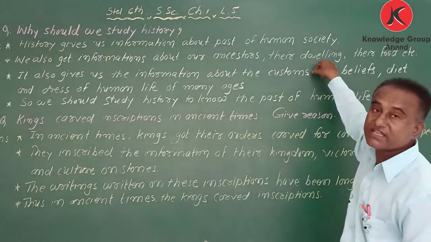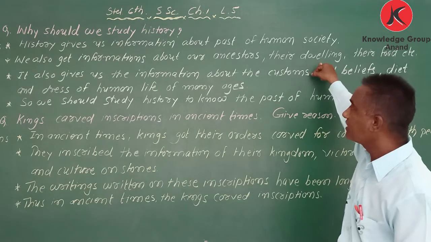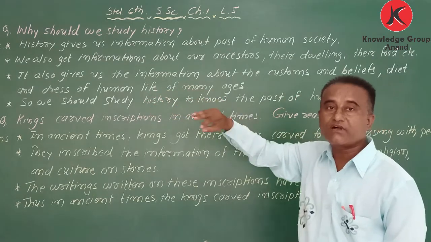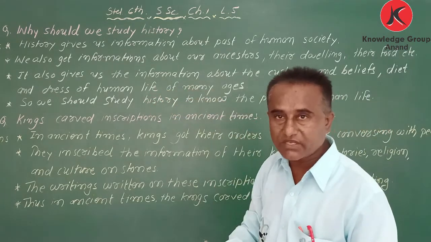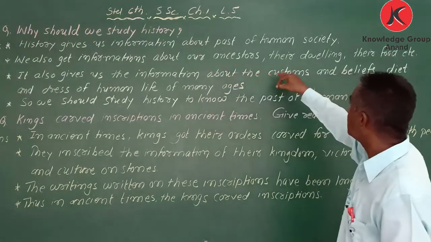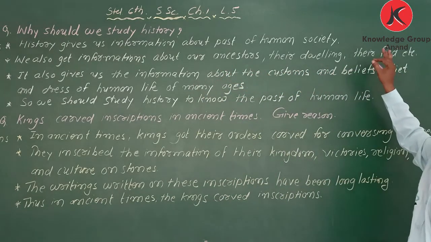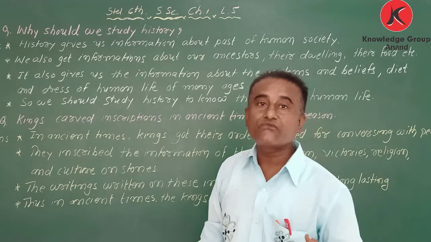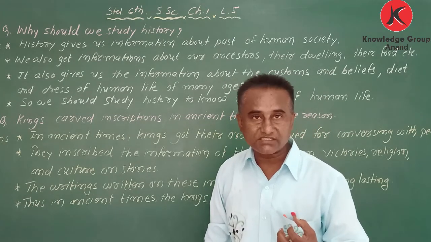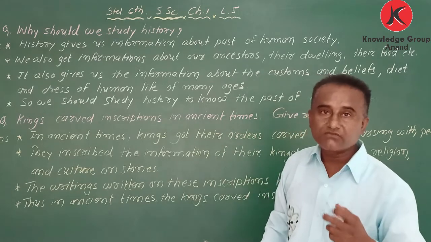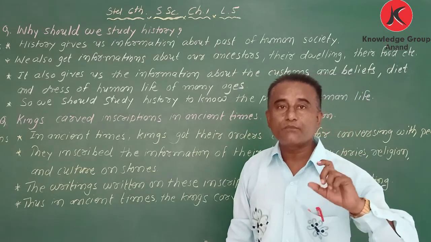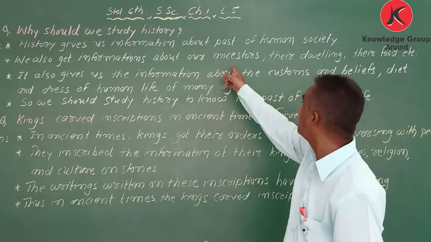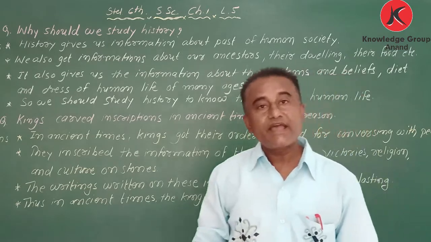Their dwelling means staying. To dwell means to live. History also gives information about our ancestors, their dwelling, their food, etc. How they were living, which kind of food they were eating, edibles. So history gives us information about our past, and also about ancestors. It is written here about their dwelling and food.